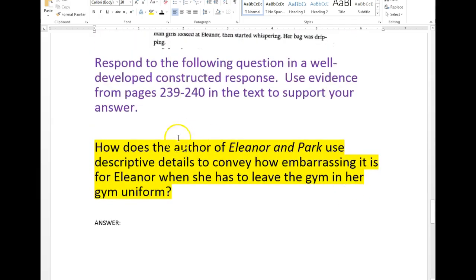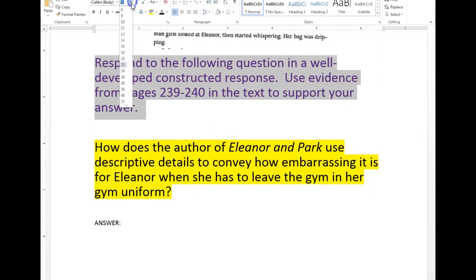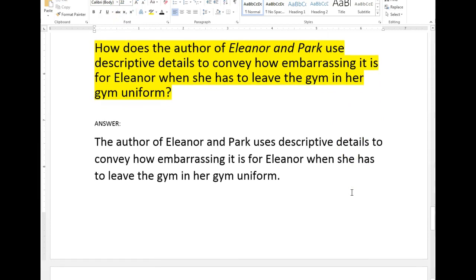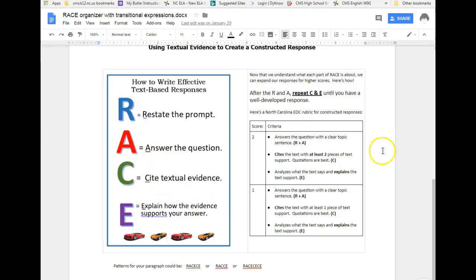Let me scroll up so I can show the question and the answer on the same page. There we go. So there's the question. Here's the first part of the answer. You can write this right on your paper if you need to. So this is the RA. What do you have left to do? C and E. And we want to make sure that we repeat C and E as often as we need to until we have a well-developed response.